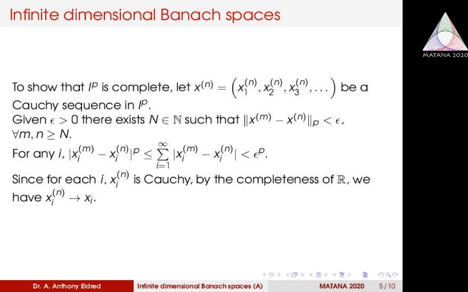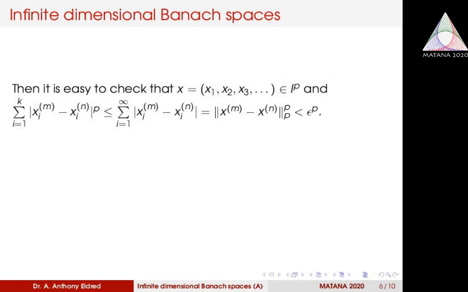Then, as in the case of R power n, we can check that for each i the sequence xi^n converges to xi. So we have an element in ell-p, x equal to x1, x2 and so on. And also we have to check that this x belongs to ell-p.